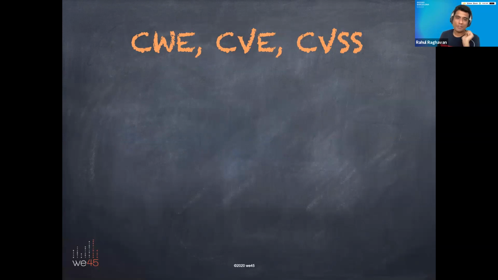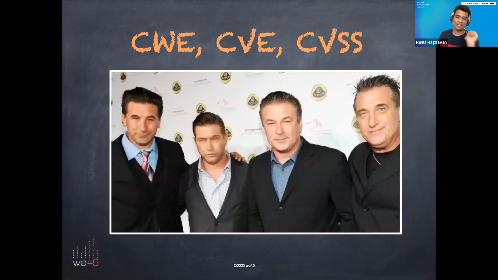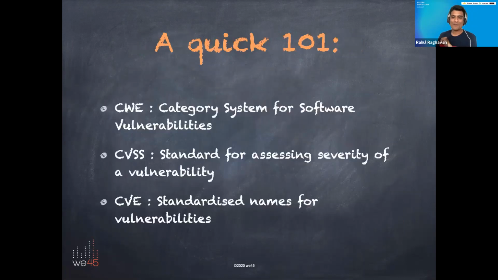I often take the example that these three things are something like the Walden brothers, right? We all know that they're important, but you don't know who is what Walden, especially if you remove Alec Walden from the equation. With the remaining three brothers, you really don't know who's what, right? So let's do a quick 101 of these three concepts. The CWE is the Common Weakness Enumeration, right?